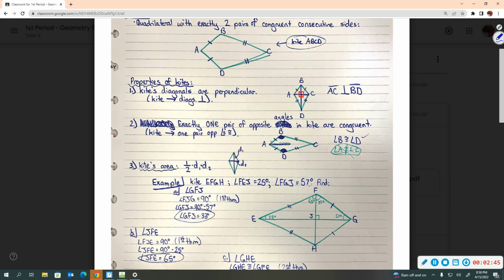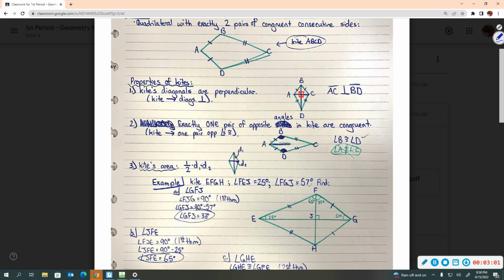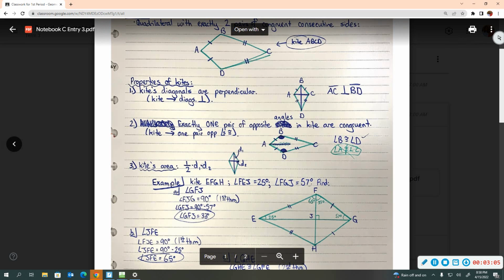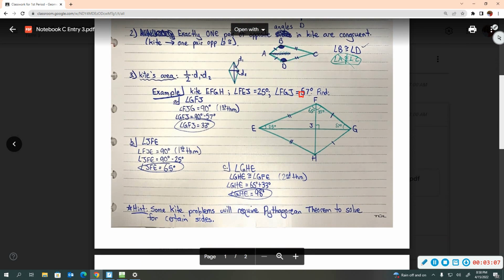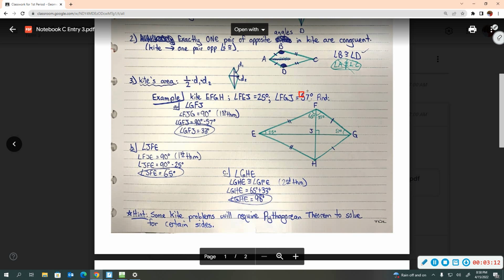The third thing is to find a kite's area. That's a formula where you just say half. Kind of makes you think of the triangle formula, half of base times height, but this one's half of diagonal 1 times diagonal 2. So half of whatever this diagonal is times this diagonal will give you its area. Once you get those facts, we'll talk over these couple examples here.